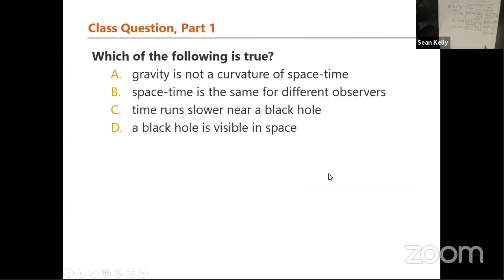Which of the following is true? So you haven't really heard much about this. And so this is actually more like a preview question, but guess what? It will be one of the questions you have to answer when you take your quiz. Which of the following is true? Gravity is not a curvature of space-time. Well, okay. Space-time is the same for different observers. Okay. Time runs slower near a black hole, and a black hole is visible in space.